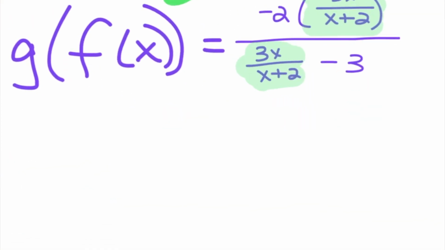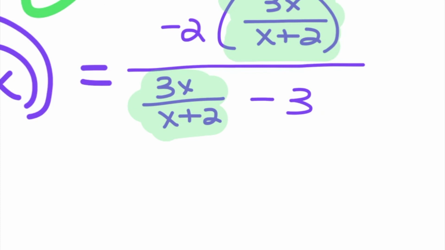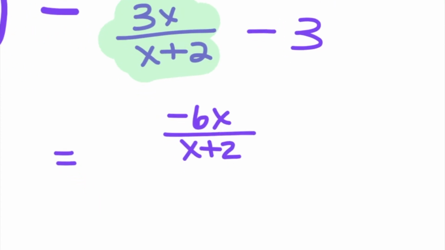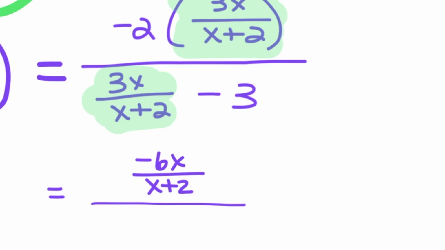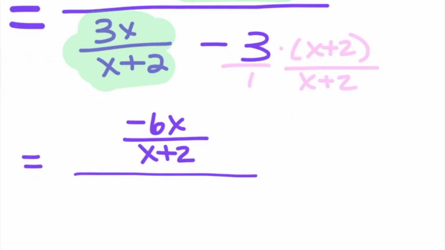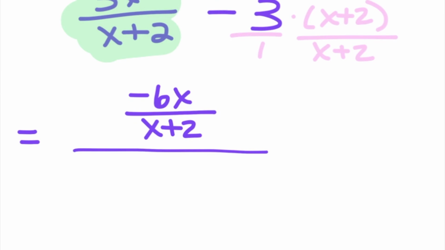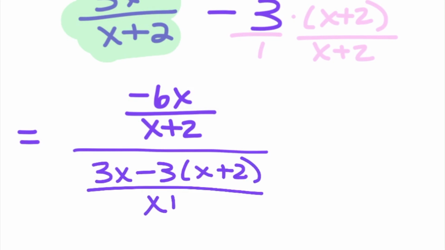And now I need to simplify all of that. And so I get negative 6x over x plus 2. Oh, that already feels familiar, doesn't it? And then for the denominator, I'm going to multiply this by x plus 2 over x plus 2 so that I can have that common denominator of x plus 2. So now I have 3x minus 3 times x plus 2 all over x plus 2.